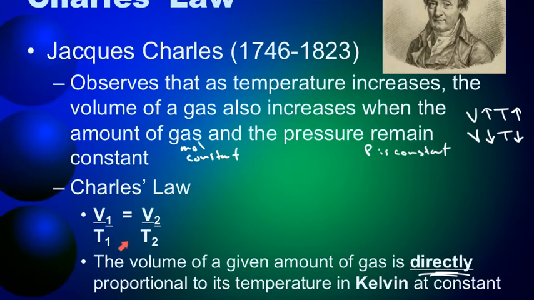And a consequence of that is the equation looks a little bit different. Instead of being multiplied together, they are divided by each other. So we have V1 divided by T1 equals V2 divided by T2, and that's Charles' law. So Boyle's law was P1 V1 equals P2 V2. Charles' law is V1 divided by T1 equals V2 divided by T2.